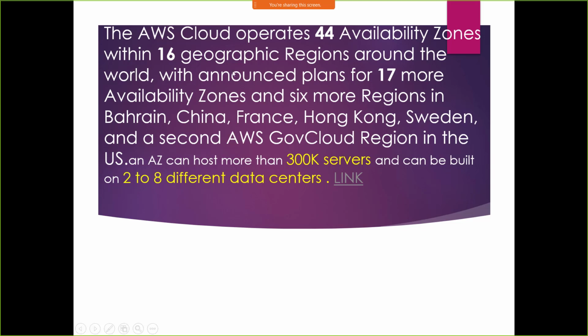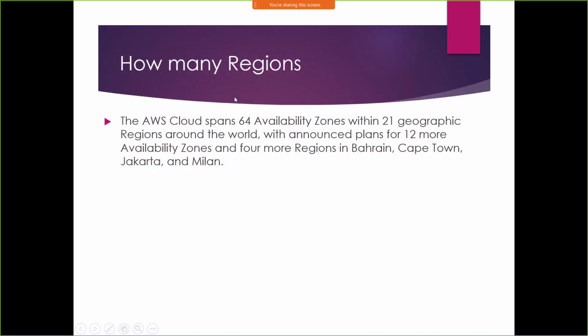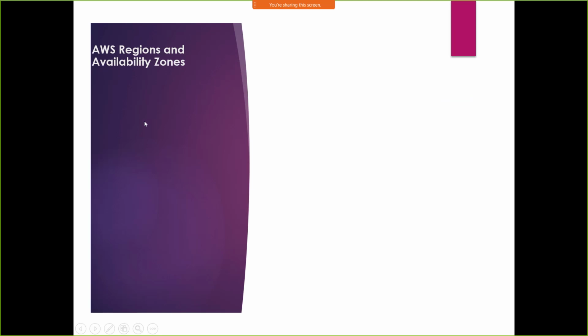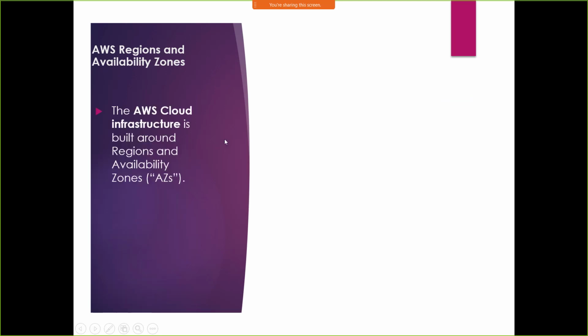So if we go further ahead there, how many regions? AWS cloud spans 64 availability zones and 21 geographic regions. The previous slide was saying 16, but that was older news, like 1 or 2 years ago actually. Now it is 21 geographic regions. So normally I just go to that link where they have been tracking their infrastructure. Every year they are adding more regions, so it's always different. Next year you would just check on the AWS slide there. So it's just saying what I just mentioned.